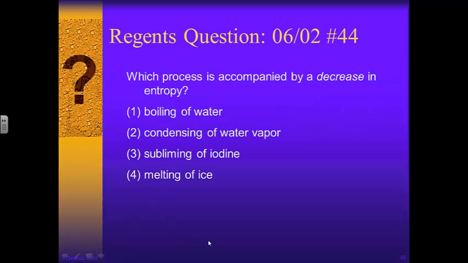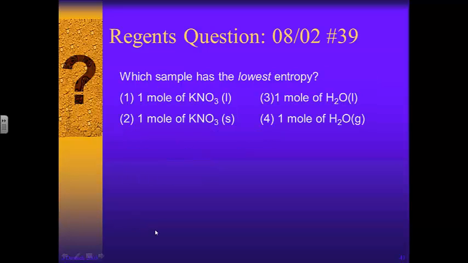Which process is accompanied by a decrease in entropy? A decrease in entropy means that I'm becoming more ordered. Well, 1, 3, and 4 are becoming less ordered. Boiling of water is liquid to gas, subliming of iodine is solid to gas, and melting of ice is solid to liquid. The only one that has a decrease is choice 2. We're going from gas to liquid.